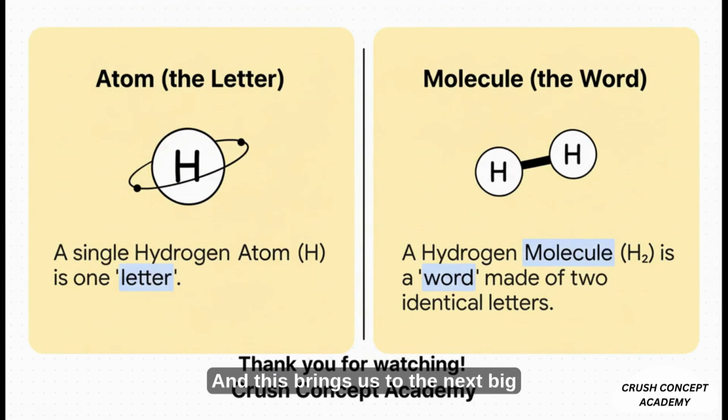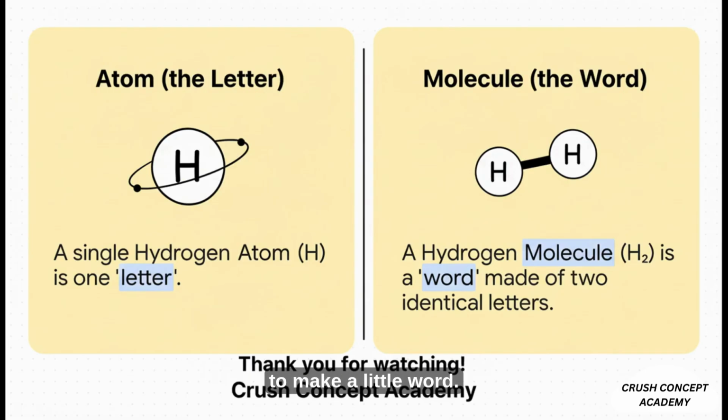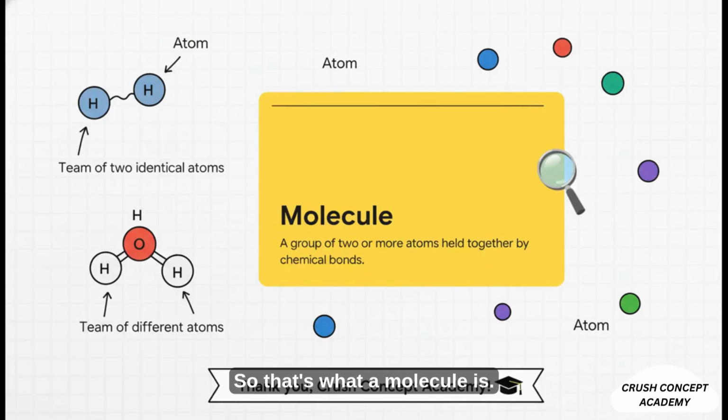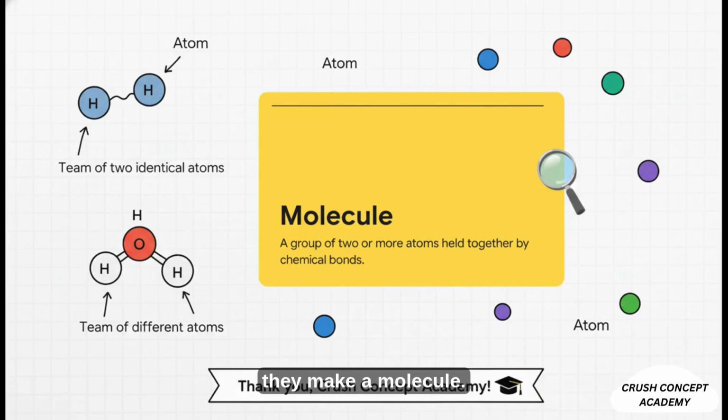And this brings us to the next big idea. That gas that's bubbling up, it's not made of single, lonely hydrogen atoms, or H. No, it's made of two hydrogen atoms bonded together. We call that H2, or a hydrogen molecule. It's just like taking the letter H and writing it twice to make a little word. So that's what a molecule is. It's simply a team of atoms. Sometimes it's a team of identical atoms, like our H2 molecule, and sometimes it's a team of different atoms. The key is, if they're chemically bonded together, they make a molecule.